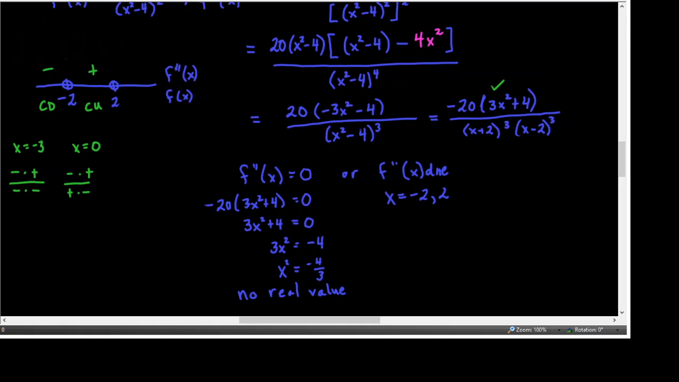Okay, then something to the right of 2, like, I don't know, 3. I don't tend to go very far away because it just makes the calculations I'm doing in my head harder. So negative 20 times always positive. 3 plus 2 is 5, 5 cubed is positive. 3 minus 2 is 1, 1 cubed is positive. And the product, negative times positive, divided by positive times positive is negative.